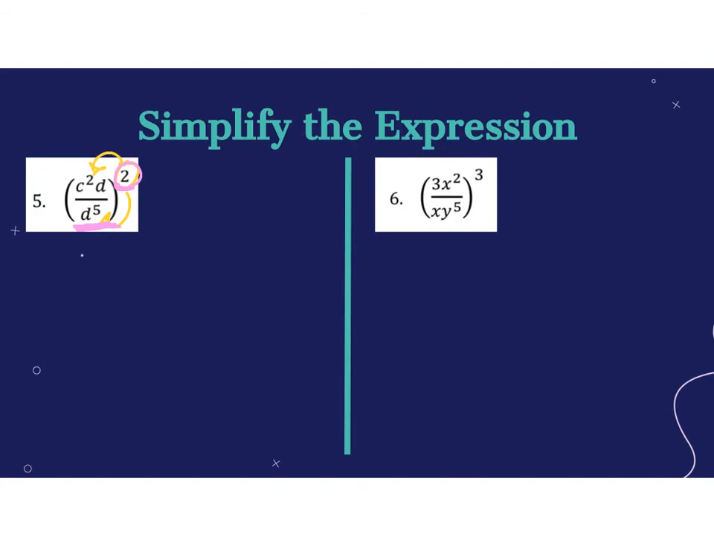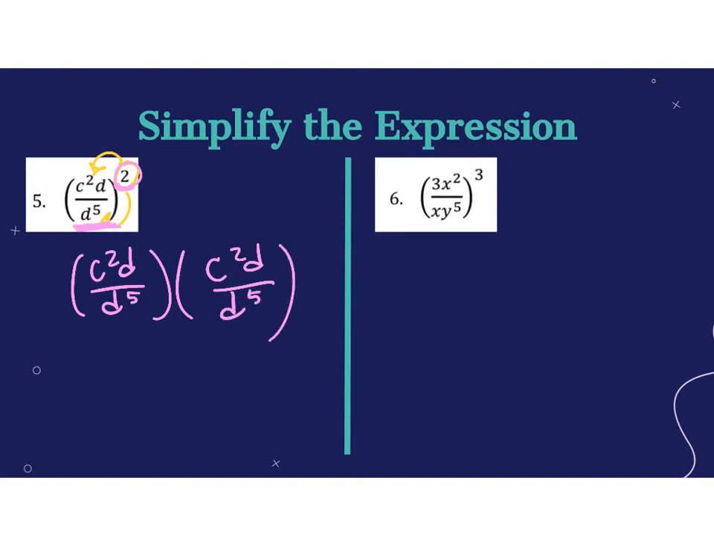If I do that, I end up with c squared times d over d to the 5th times another c squared times d over d to the 5th. Okay, so that's one way to take care of that fraction. So you can then go ahead and put those two things together. So c squared times c squared is going to be c to the 4th. d times d is d squared. And then in the denominator, you have d to the 10th. d to the 5th times d to the 5th is going to be d to the 10th.